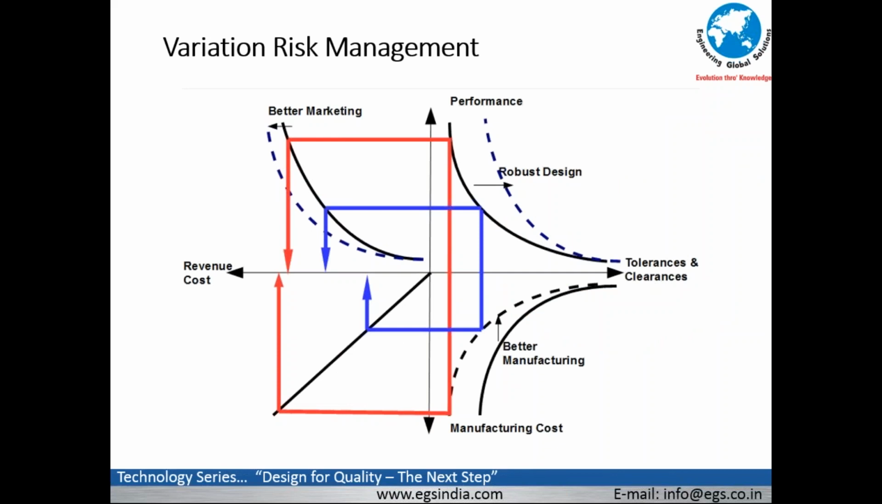So the variation risk management is the primarily important part of the DFQ process. You can see this four-quadrant graph wherein you will see the performance versus the tolerances on the first quadrant, the performance versus the revenue on the second quadrant. Third quadrant is nothing but cost, so it is linear. Cost on the axis, the ordinate and the abscissa on the negative ends. And then you will see the clearances versus the manufacturing cost in the fourth quadrant.